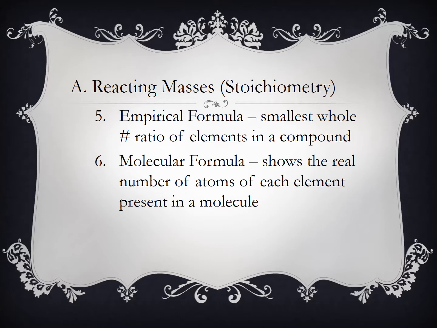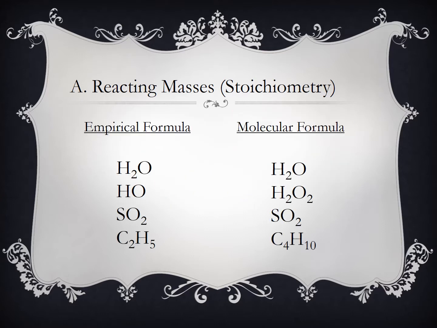Alright, last Stoich topic: empirical and molecular formula. So empirical is the smallest ratio of a compound, and molecular is the actual formula of the compound. Sometimes the ratio is the same as the empirical. So water is the lowest common multiple, but also H2O is a molecule, so it's a molecular formula.